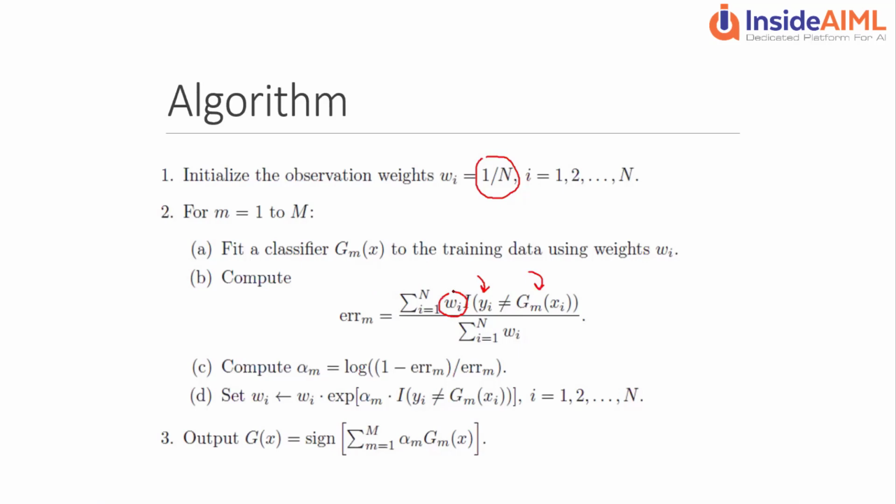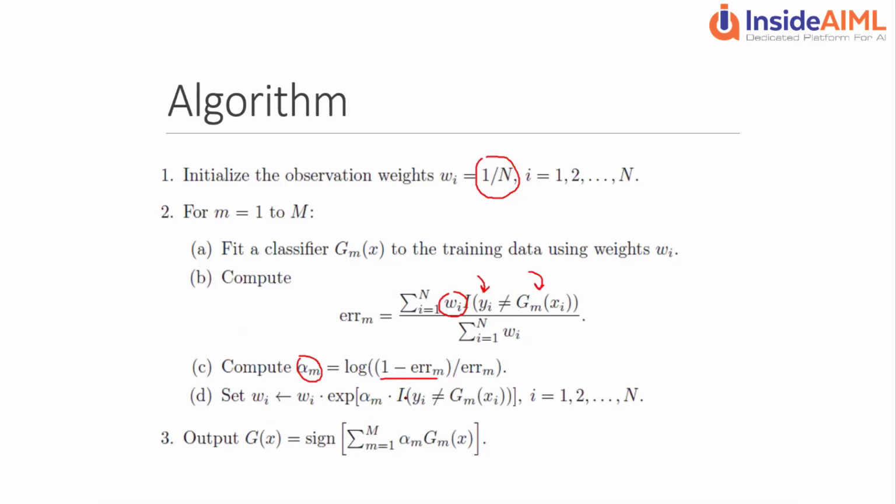And now you are computing something called alpha m. This is the weight of the decision tree, and it is a function of the errors. Naturally, if you make less error, 1 minus error is the numerator and error is the denominator, so your weight will go up because the numerator will go up. And for the next iteration, you are changing the weights. You are changing based on this.